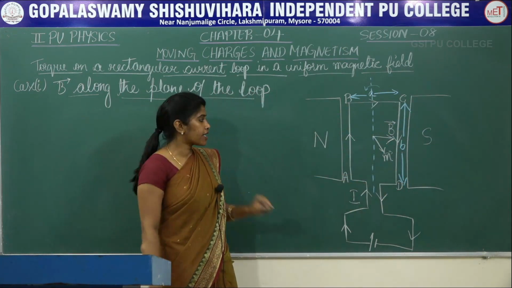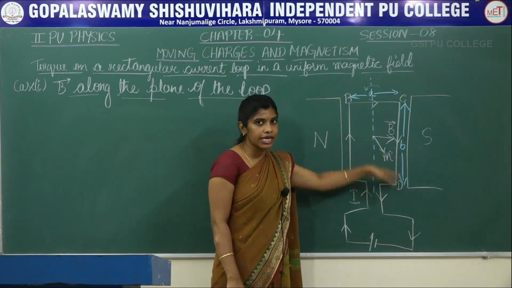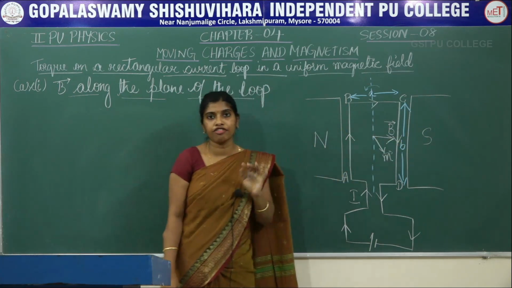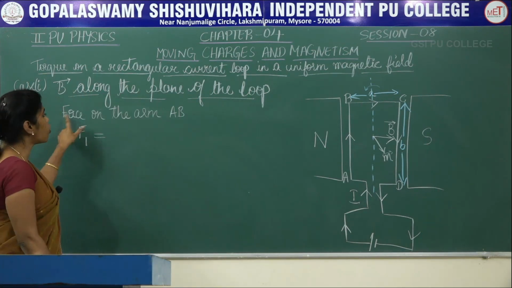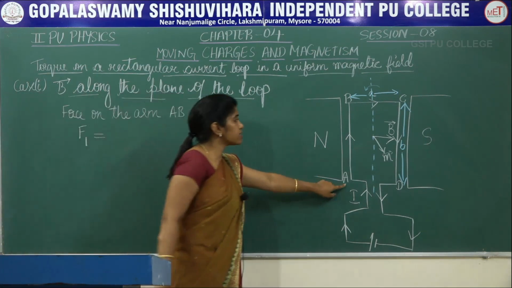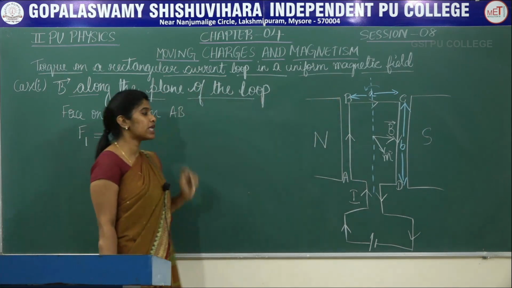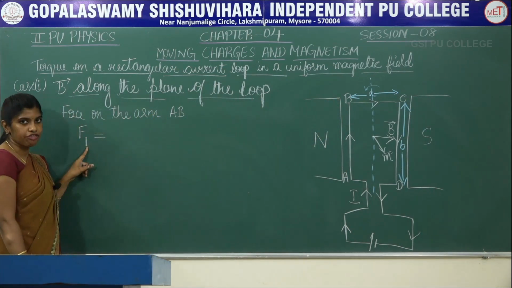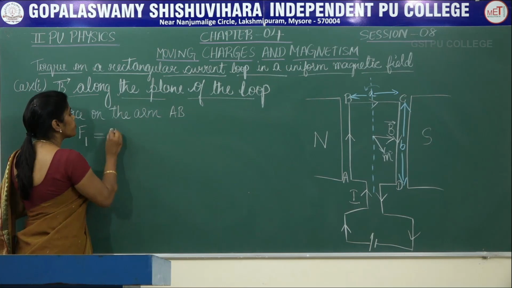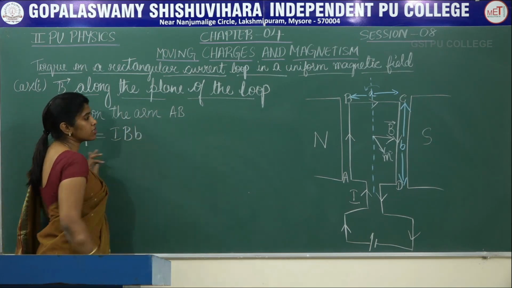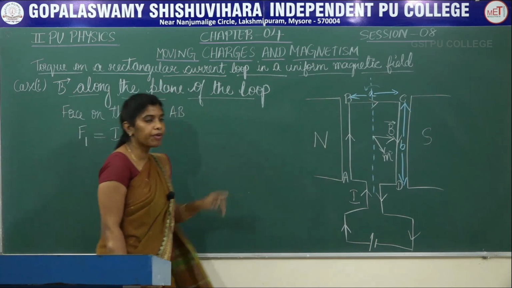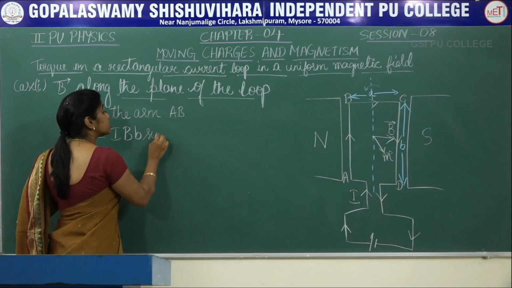The force acting on the side AB and CD due to the uniform magnetic field will be written as, let me say, the force on the arm AB, this A to B. The force on this arm AB is taken as F1 and it is equal to I, B, b, because this side is taken as b, into sine.